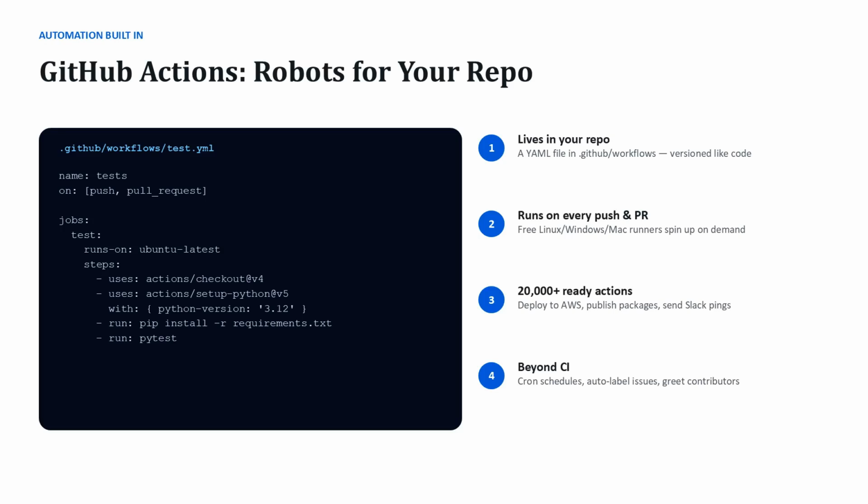And the ecosystem is massive. Over 20,000 pre-built actions. Deploy to AWS, publish to NPM, send a Slack message when a release ships. It goes way beyond CI too. Run jobs on a schedule, auto-label new issues, greet first-time contributors. If you find yourself doing anything twice on GitHub, there's an action that can do it for you forever.